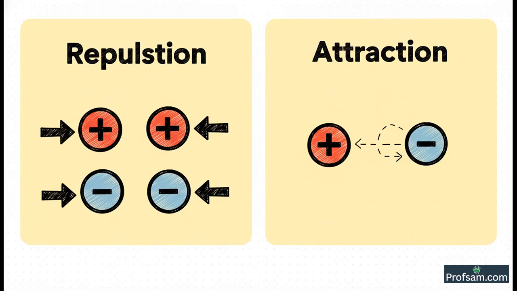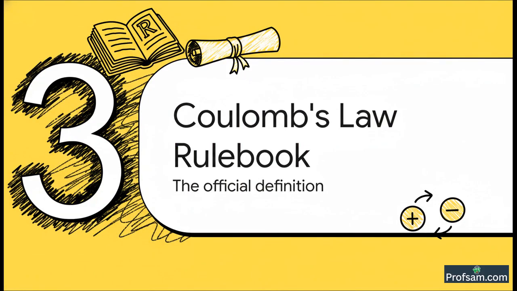Like charges, so a positive and a positive, or a negative and a negative, they will always push each other away. They repel. And unlike charges, so one positive and one negative, they will always pull towards each other. They attract. Simple as that. All right, so the basic idea is clear.